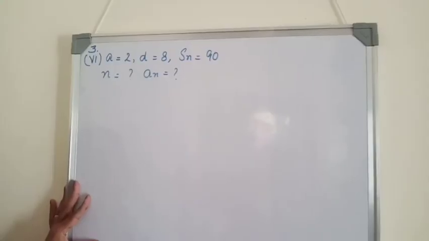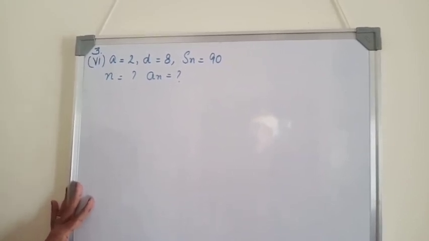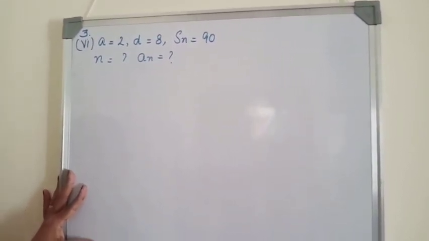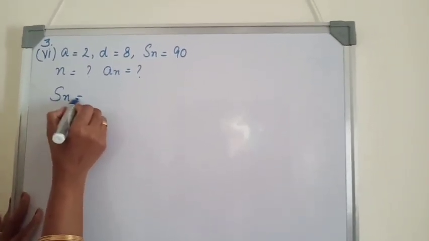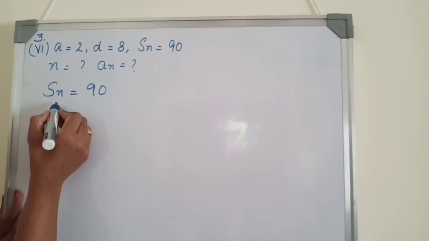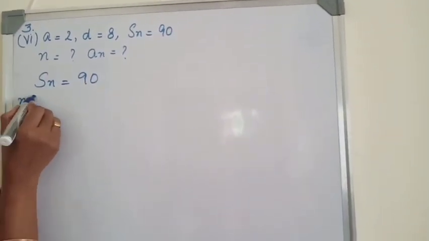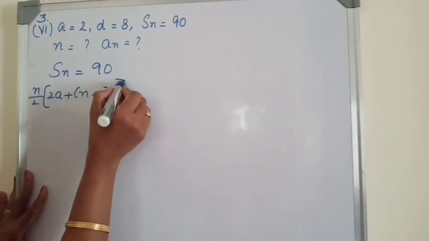Now we will move on to the third main. We completed 4 sums. We will do the next sum, the sixth question. The sixth question is a equals 2, d equals 8, Sn equals 90. We have to find out n and an. So here it is given Sn equals 90. What is the formula for Sn where a and d are given? So we'll use the first formula, n by 2 into (2a plus (n minus 1) into d) is equal to 90.